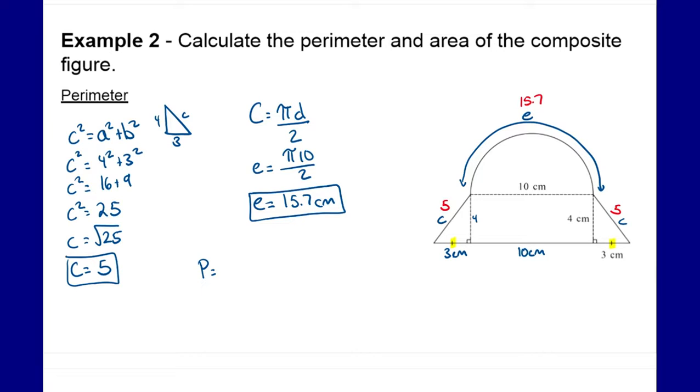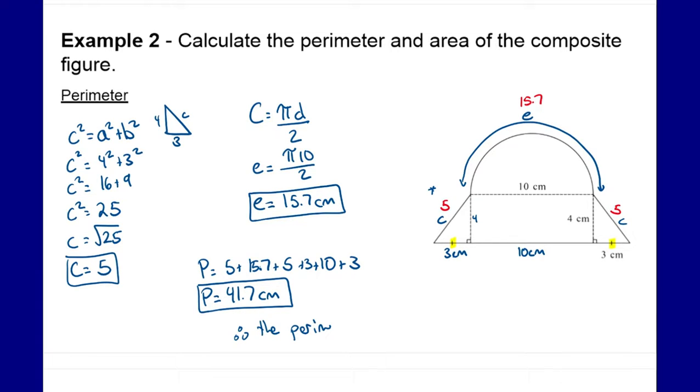Again, pick a side that you're going to start on. Let's say we're going to start over here and just work your way clockwise. So we're going to say 5 plus 15.7 plus 5 plus 3 plus 10 plus 3. I made it back to where I started. So P equals 41.7 centimeters. Therefore, the perimeter is 41.7 centimeters.